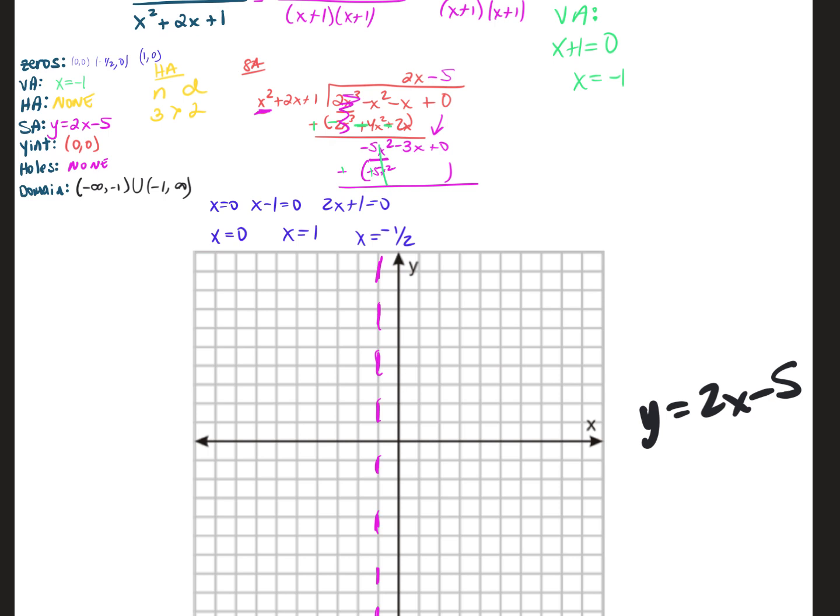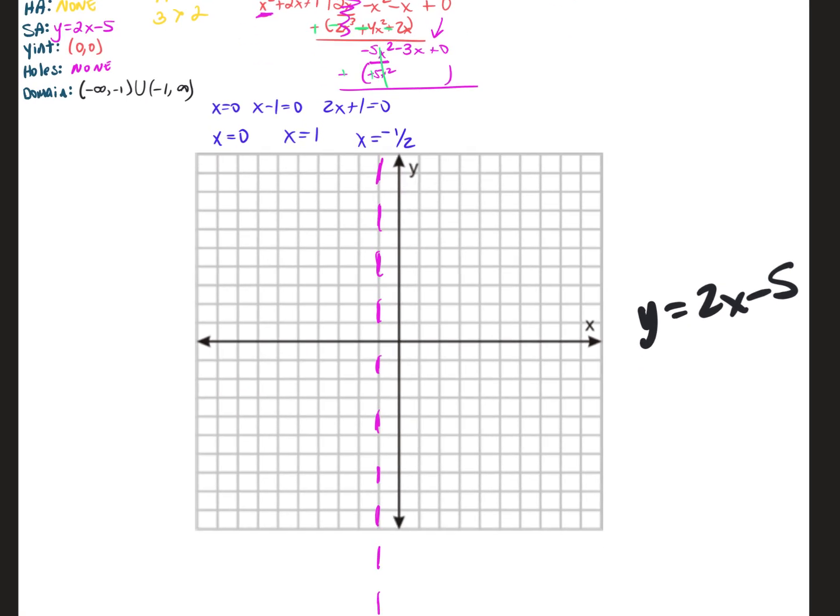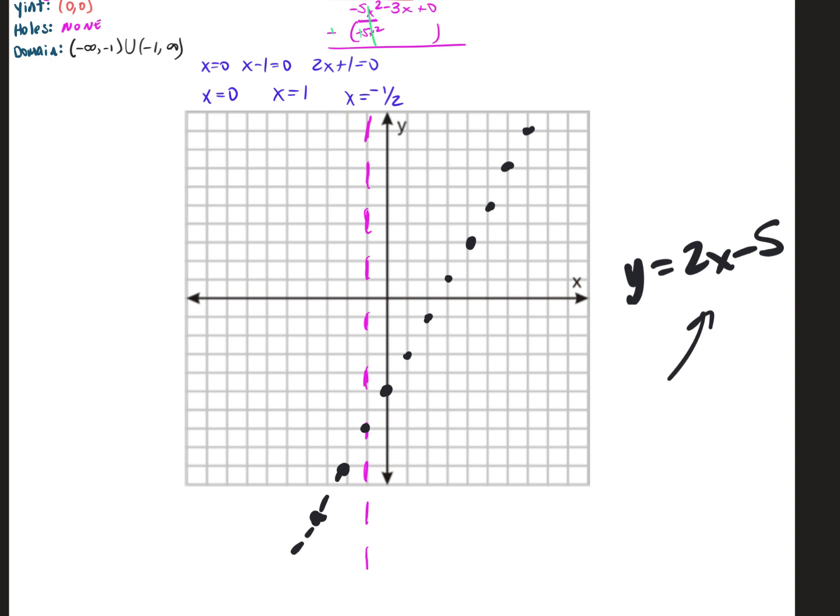Where does this graph cross the y-axis? So 1, 2, 3, 4, 5. Is this a positive 2 over 1 or a negative 1? Positive, so it's going to be sloping upwards, right? So you're going to go up 2 over 1, up 2 over 1, up 2 over 1, and down 2 over 1, down 2 over 1, and so on. So do you see this other asymptote that you created? Do you see why it's called a slant asymptote? Because it is a slanted line, okay?